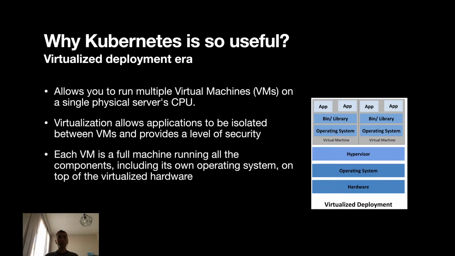So then came the virtualized deployment era, where we started using VMs. Virtualization allows you to run multiple virtual machines on a single physical server CPU, and it allows applications to be isolated between VMs and provides a level of security. But each VM is a full machine running all the components, including the operating system, on top of virtualized hardware. So it creates some kind of layers, as you can see.